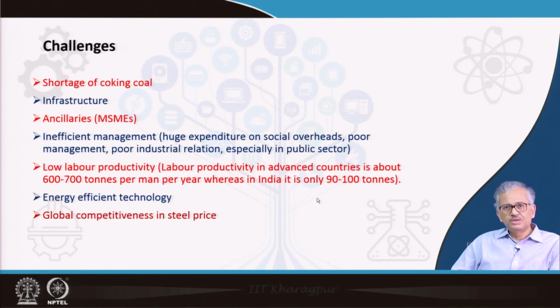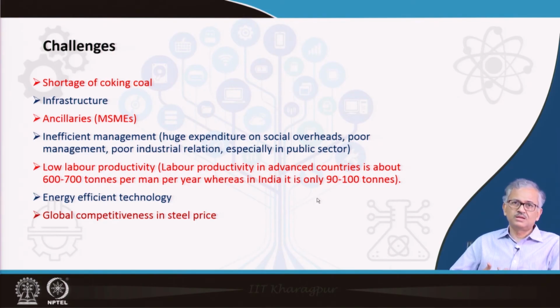If we want to increase the capacity, we have to think of some other routes of iron making such that we can use non-coking coal. That is why DRI and the smelting reduction process have a very bright future in India. Okay, that is the shortage of coking coal reserve. That is one of the bottlenecks.